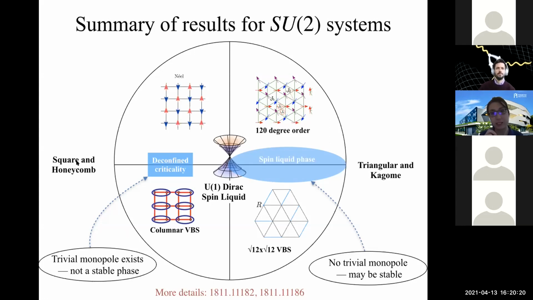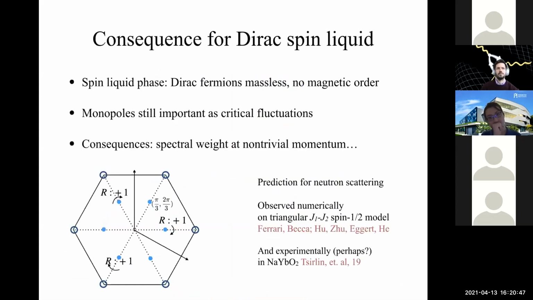So as a consequence, we don't expect the U1 Dirac spin liquid to be stable on those lattices, and this happens to agree well with what people have observed numerically. For example, the U1 Dirac spin liquid has only been found numerically well on the triangle or Kagome lattices.